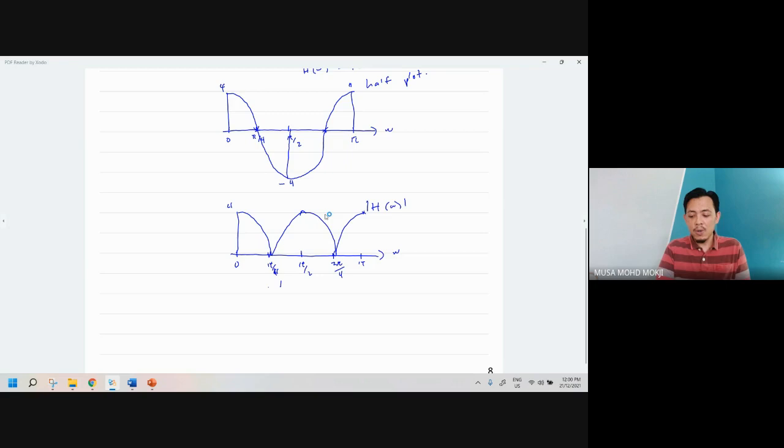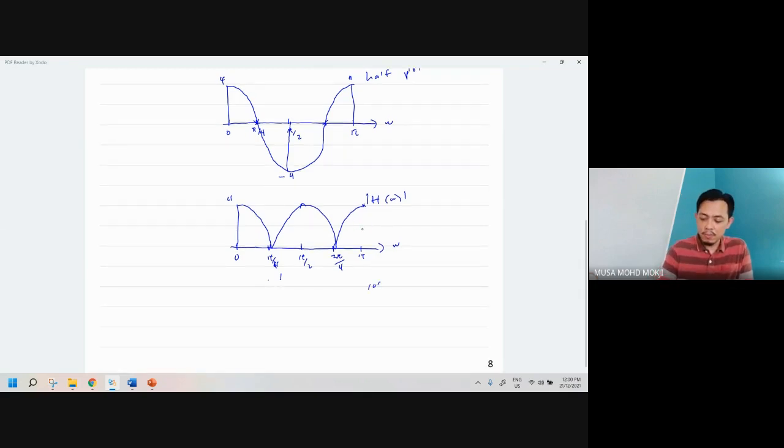And actually this filter has a name. We call it a comb filter. In Malay, we call it sikat, because it looks like a comb. So there's a name for it. A very simple filter, and it has a name. When it has a name, it means it is very significant. Simple, symmetrical, but significant.